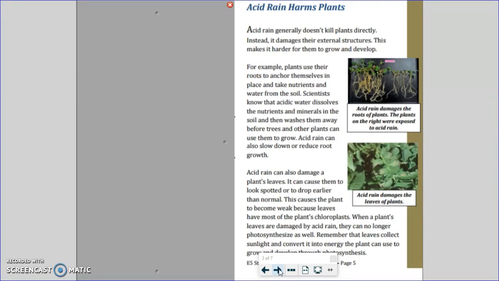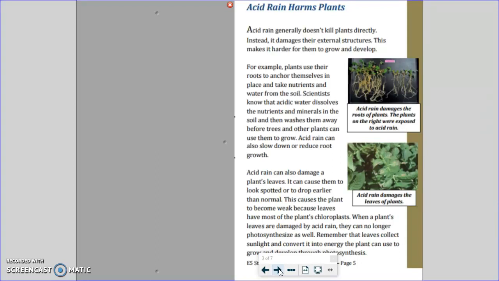Acid rain harms plants. Acid rain generally doesn't kill plants directly. Instead, it damages their external structures. This makes it hard for them to grow and develop. For example, plants use their roots to anchor themselves in place and take nutrients and water from the soil. Scientists know that acidic water dissolves the nutrients and minerals in the soil and then washes them away before trees and other plants can use them to grow. Acid rain can also slow down or reduce root growth.